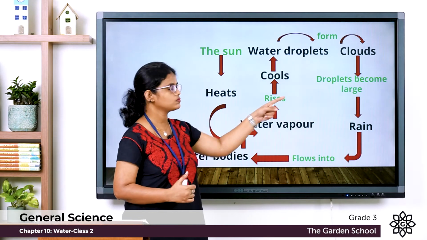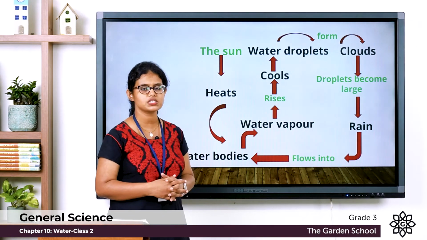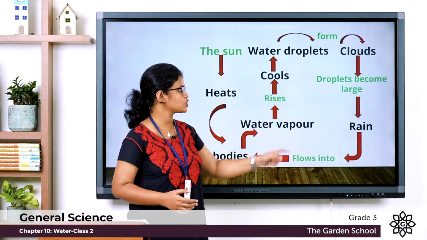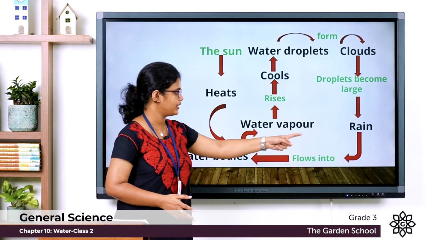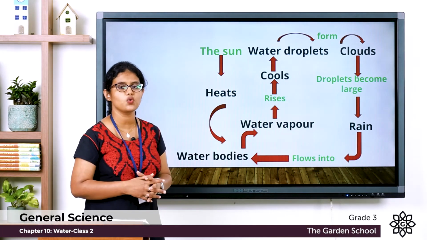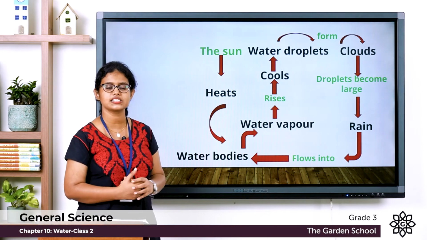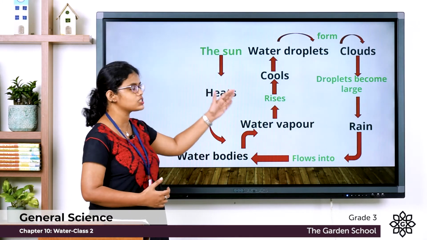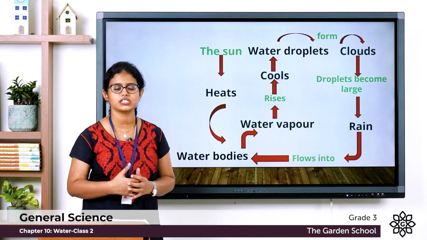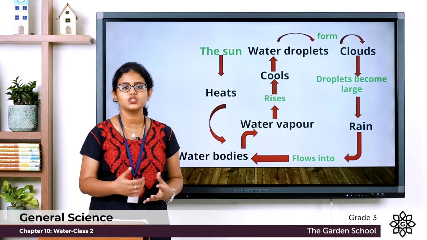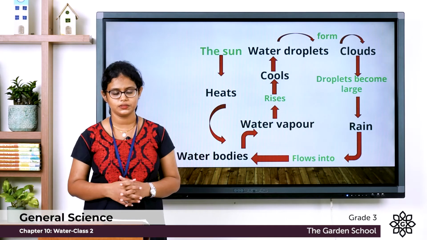After that, the water droplets in the clouds become bigger drops. When the droplets become large, they fall to the ground as rain. Then this rainwater again flows into water bodies such as ponds, rivers, lakes, etc. And this process continues in nature, and that is called the water cycle.